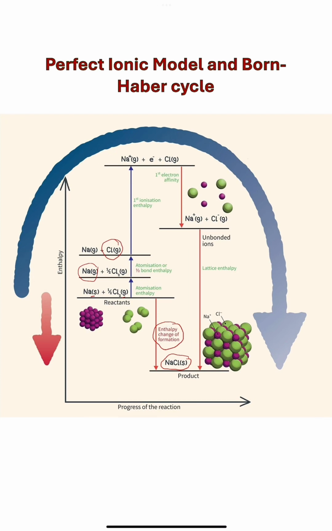And then moving up to the first ionization enthalpy for sodium to give the sodium ion, and then the first electron affinity for chlorine to give the chloride ion as a gas. Now we reach the point where we have the gaseous ions, and they will form the product, which is solid sodium chloride, the ionic compound. And this is the lattice enthalpy for the formation of sodium chloride.